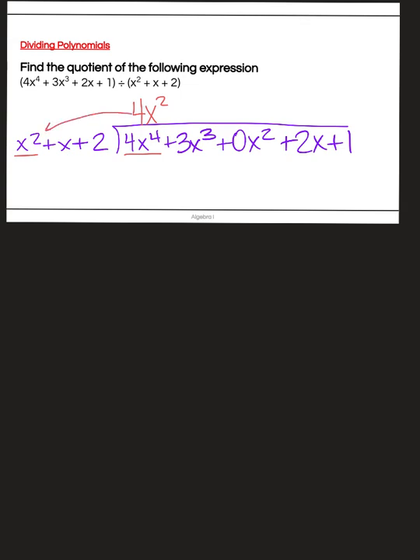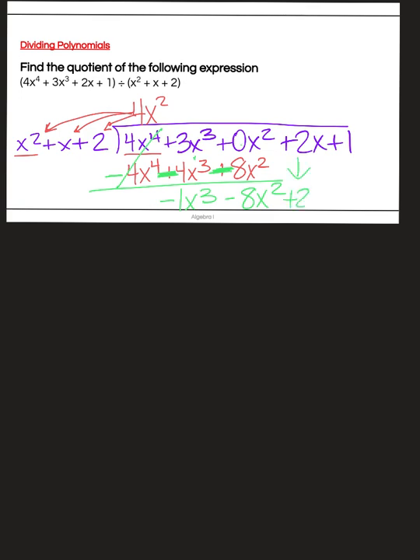So 4x squared times x squared is going to give me 4x to the fourth. 4x squared times x is going to give me 4x cubed. And then 4x squared times 2 is going to give me plus 8x squared. Because I know that my next step is to subtract, I'm going to go ahead and change the sign of each number. And so now I have 4x to the fourth minus 4x to the fourth, which is 0. 3x cubed minus 4x cubed, which is negative 1x cubed. 0x squared minus 8x squared, which is negative 8x squared. Then I'm going to bring down a positive 2x.